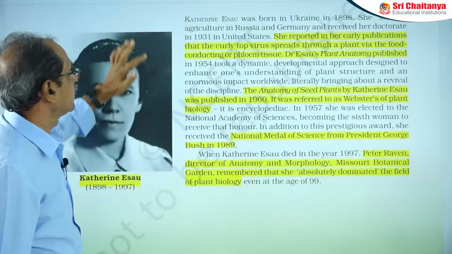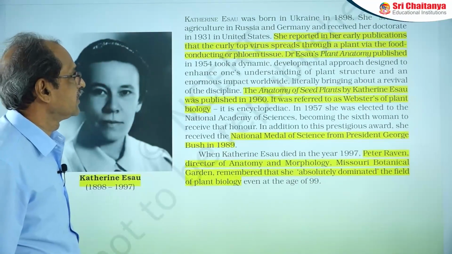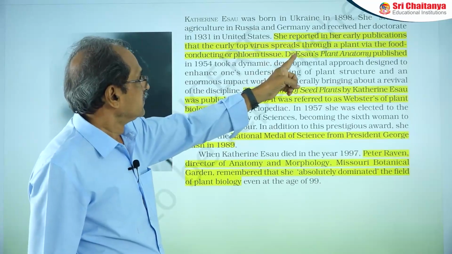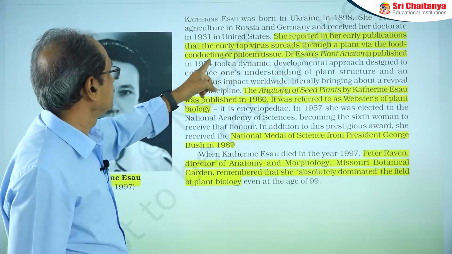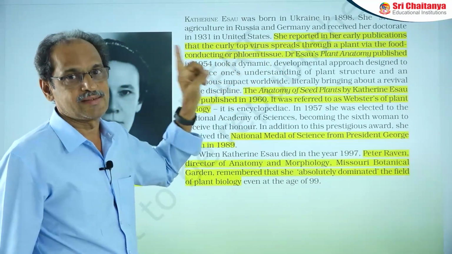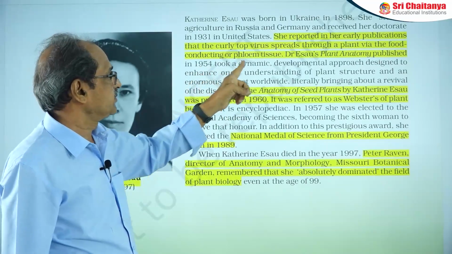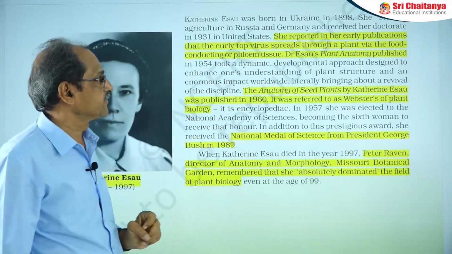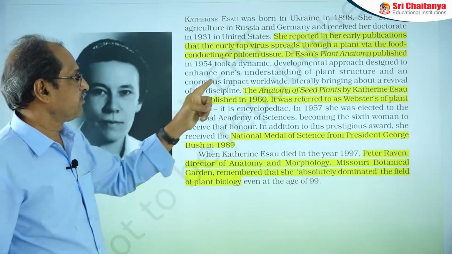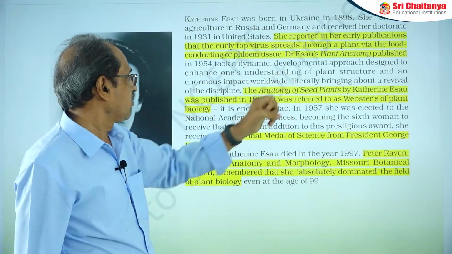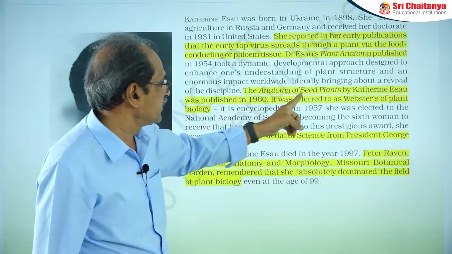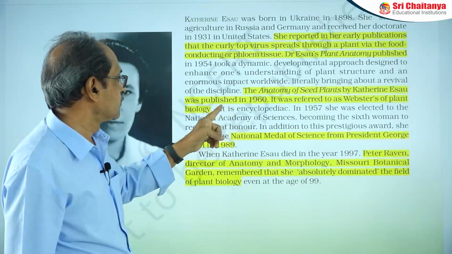The scientist quoted here is Catherine Esau. She reported in her early publications that the curly top virus spreads via phloem tissue, which is very important. The books published by Dr. Esau are Plant Anatomy and The Anatomy of Seed Plants, the two books.